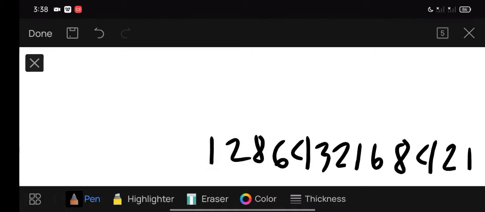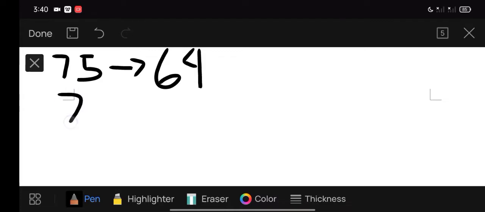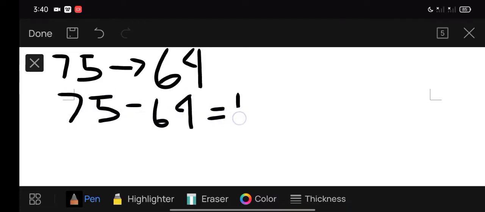Now we don't need to go further because 128 exceeds 75. So the highest base 2 number that is less than 75 is 64. So now we have our first number, which is 64. In this case, let's subtract 75 by 64. And so that will give us 11.